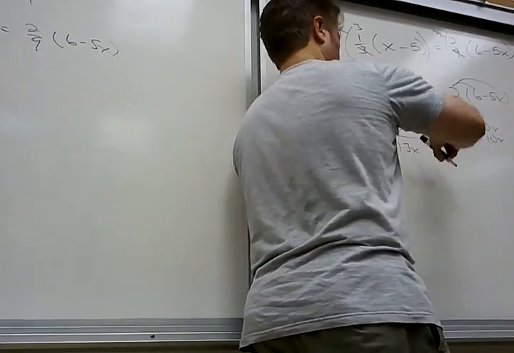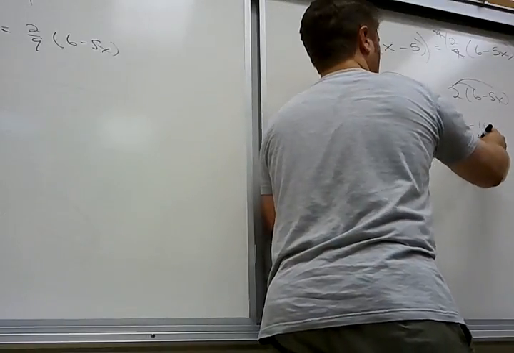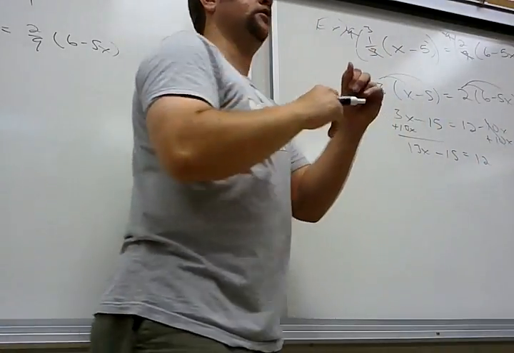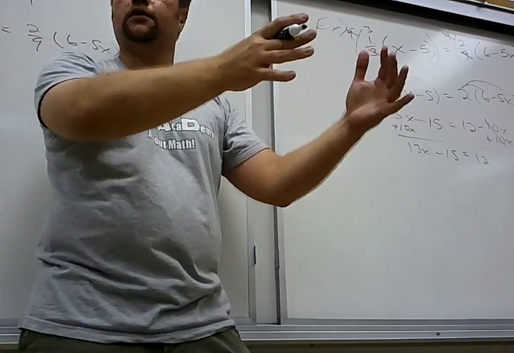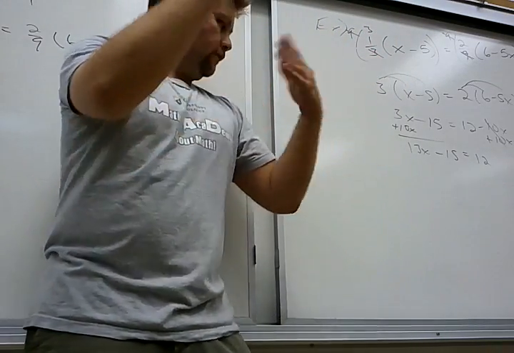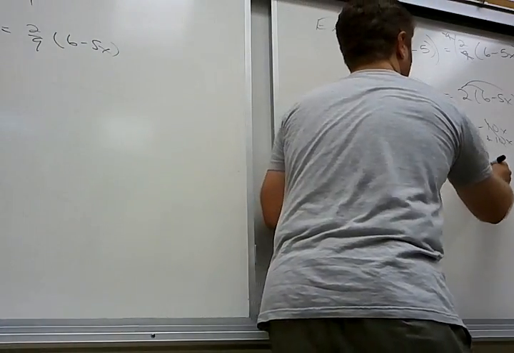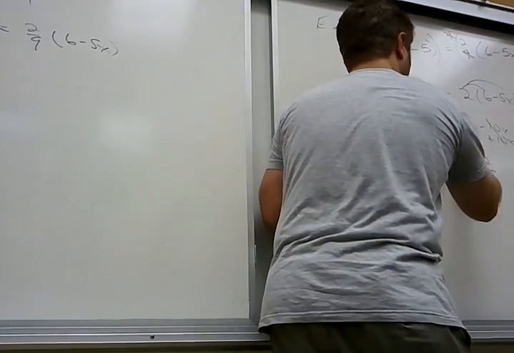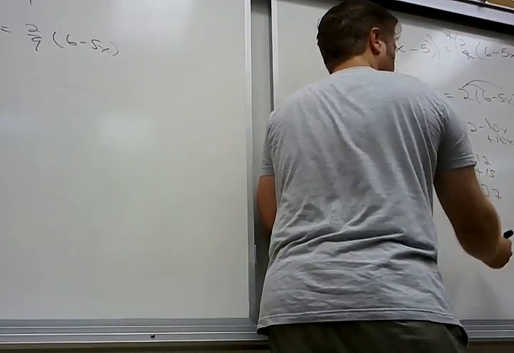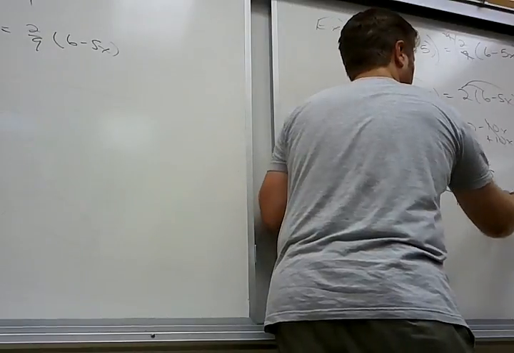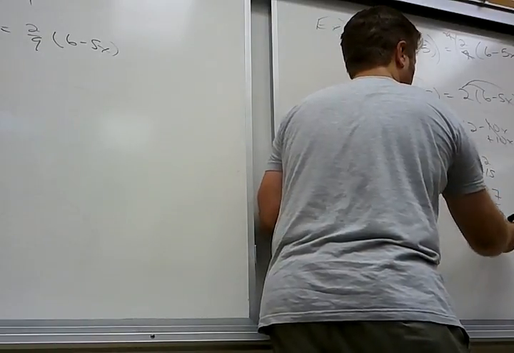So 13x minus 15 equals 6, and this is gone. Just keep everything in a nice straight line. And add the 15. 13x is 21. So that's gone. Divide by 13. So x equals 21 over 13.